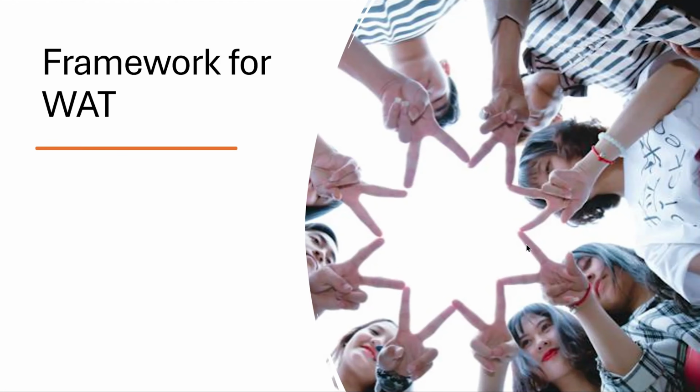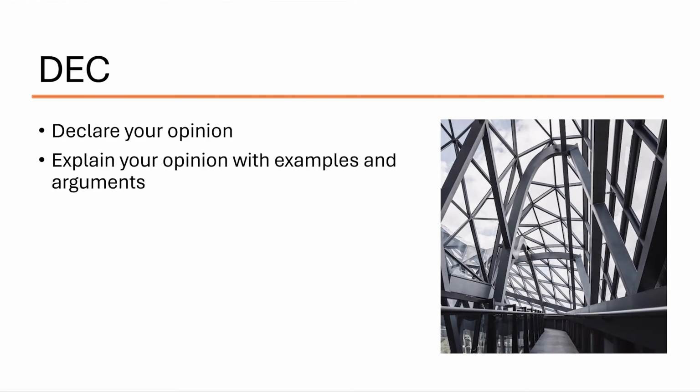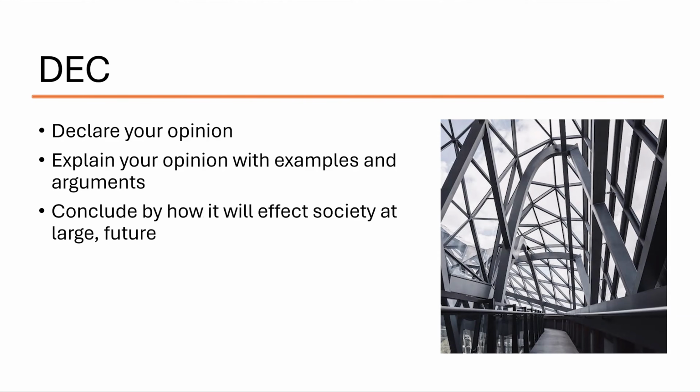So let's go through the framework for the written ability test. Let's start with a very basic framework, which is DEC, which is declare your opinion on the essay. This shows confidence and clarity in your thinking. Next, explain your opinion with strong arguments. Back them up with facts, data, or examples. And finally, conclude by highlighting the importance of your opinion. Explain its implication for future society or the B school itself. This framework is ideal for essays where you need to take a clear stance.